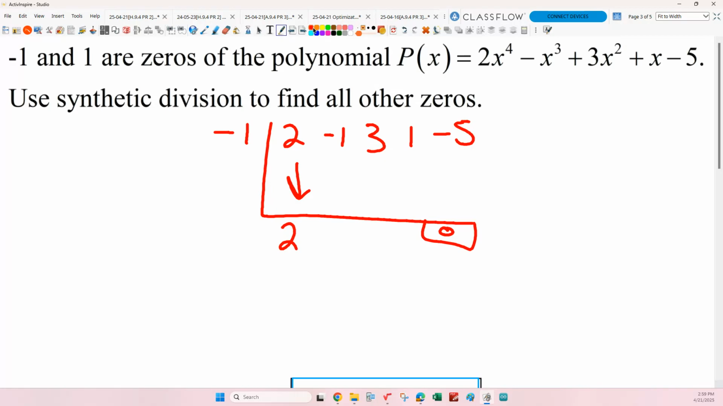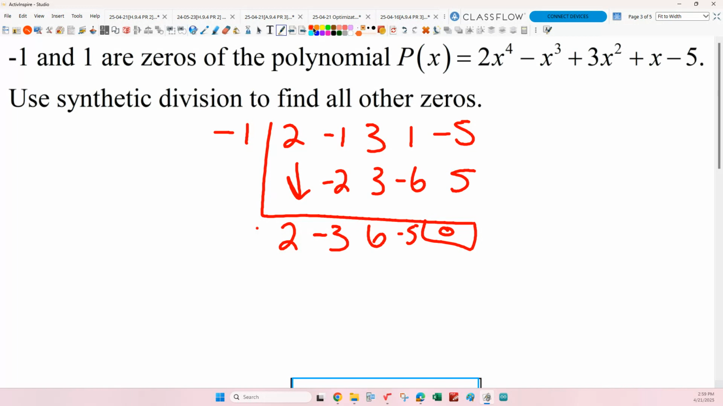Okay, so then 2 times -1. Add, so -1 plus -2. -3. Then if we do -3 times -1, 3 plus 3, 6 times -1, 1 minus 6. And if we do -5 times -1, yes. If we got anything other than 0, then we know that we made a mistake there.